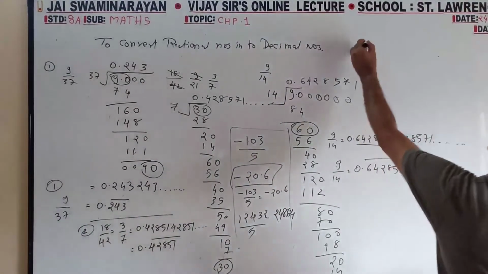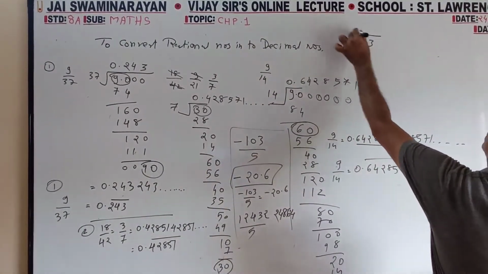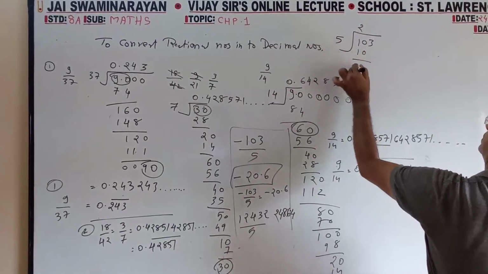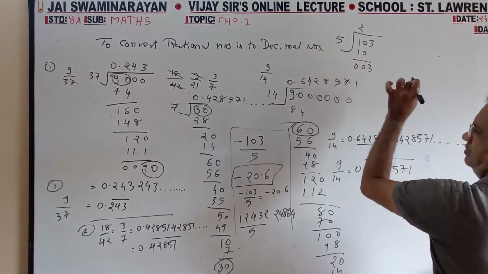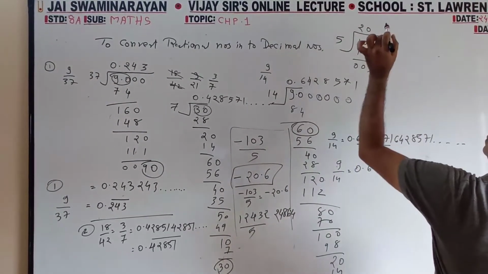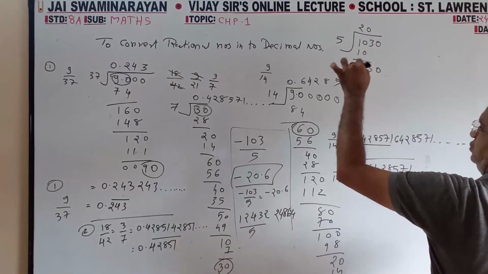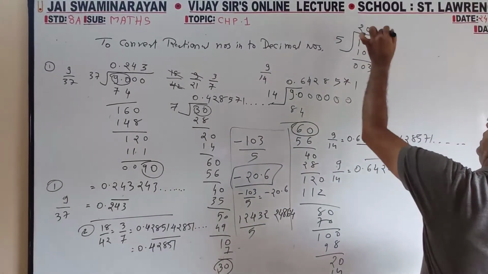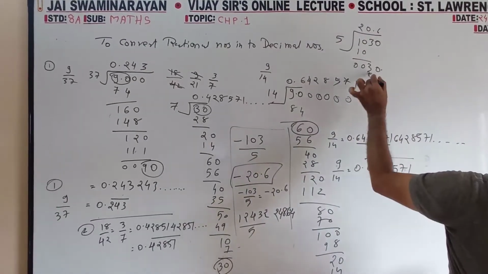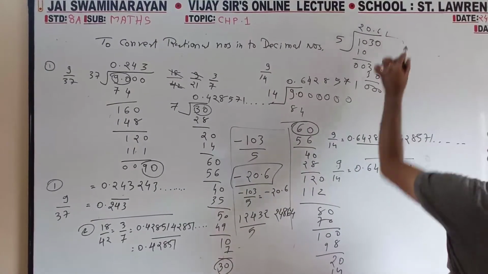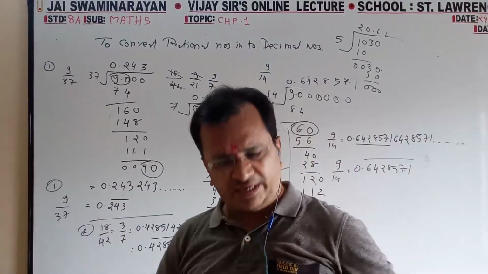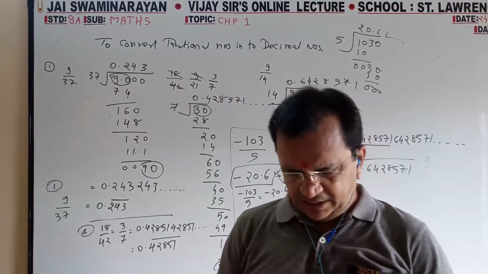For example, 103 divided by 5. 5 2s are 10, 0, 0. 3 will be down. Not possible. 0, 0, 0. Correct. So point. 5 6s are 30, see, 20.6. And for minus, directly you have to write that, no need to show in division.